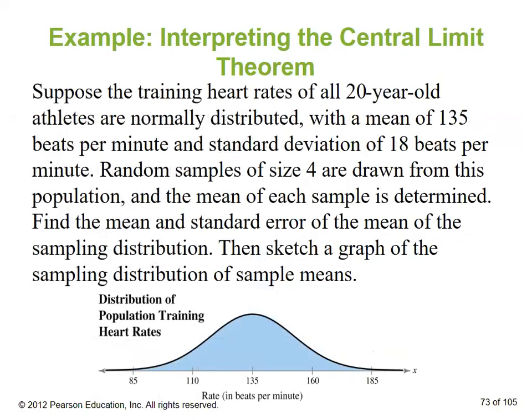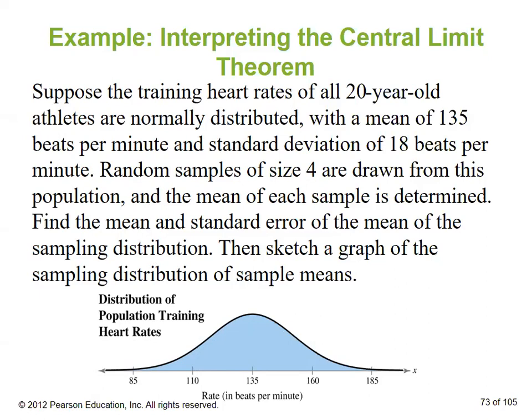All right, now look at this one. Suppose the training heart rates of all 20-year-old athletes are normally distributed. The mean is 135 beats per minute. Standard deviation is 18 beats per minute. Random samples of size 4 are drawn from this population, and the mean of each sample is determined. Find the mean and standard error of the mean, and then sketch a graph. All right, is this one a candidate for the central limit theorem? Why? There you go. Very good. Even though the sample is size 4, it tells me the population is normally distributed. So it doesn't matter how big my sample is.